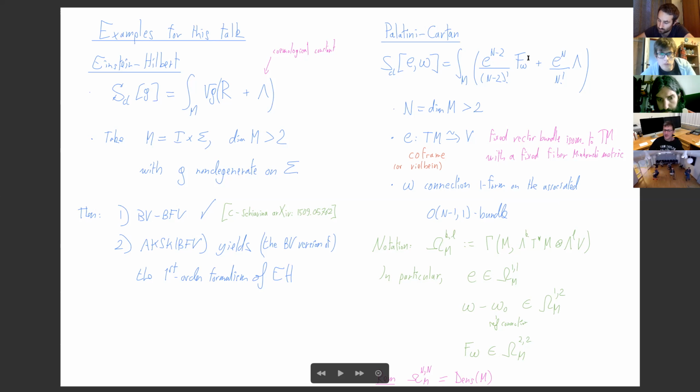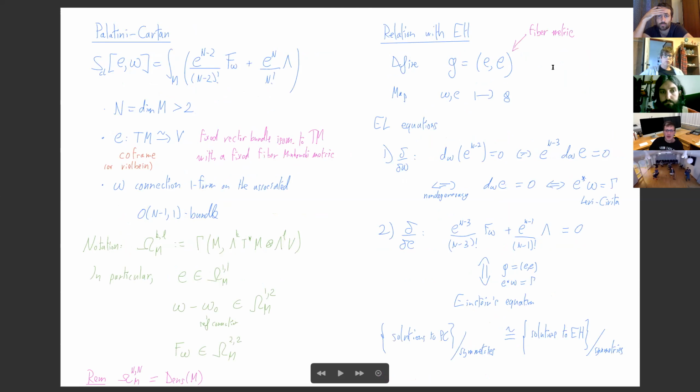So you can integrate. And you can also add the cosmological term here just by taking the cosmological constant lambda, which is fixed, and e to the n. For simplicity, I will not consider this here, but it can be done. Now, the relation with Einstein-Hilbert is very simple. You use the fiber metric to pair e with itself. This will give you a tensor field on M, and this is actually your metric. So the fact that this is non-degenerate says that this is also non-degenerate.